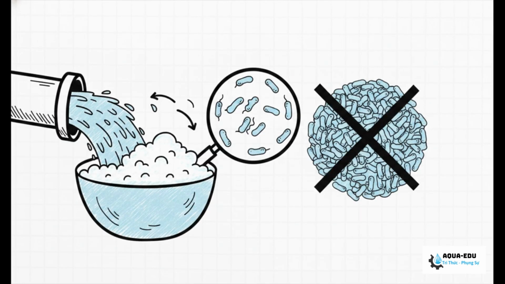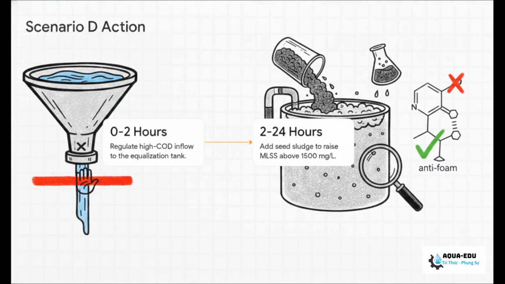Finally, we have scenario D. This occurs when we experience a massive COD shock that results in this white, fluffy, young sludge foam. It basically happens when the bacteria are just growing way too rapidly and haven't formed dense, mature flocs yet. So the crucial point here is to restrict that incoming high COD flow immediately at the equalization tank. Do not let it drown your biology.